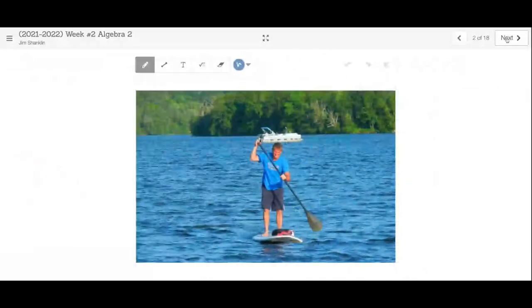All right. Oh, who's that handsome gentleman on the paddleboard? That's your teacher trying to paddleboard his way home. I try to paddleboard almost every day.